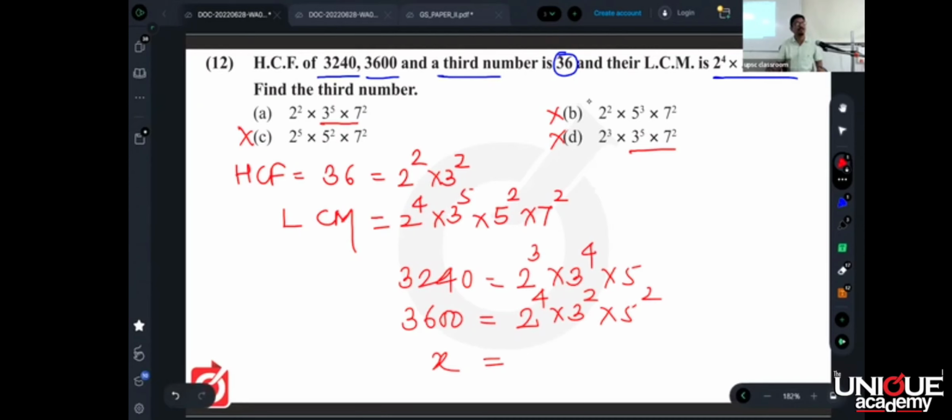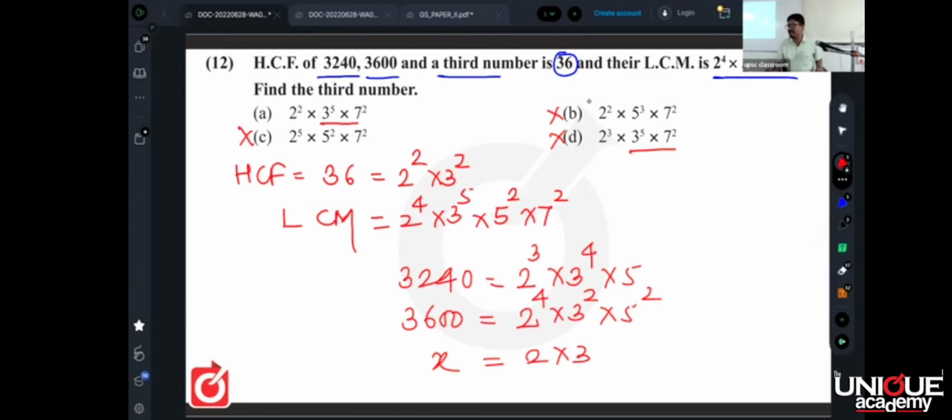Now to decide this x, first of all, what is common in all must be in the HCF. So they must be in the third number. Are you getting me? 2 and 3 must be the bases. Now in the third number, in HCF the bases are 2 and 3. In LCM the bases are 2, 3, 5 and 7. So the bases which are in HCF must be in LCM. So can you tell me which are the bases which are in LCM but not in HCF? 5 and 7. Right?